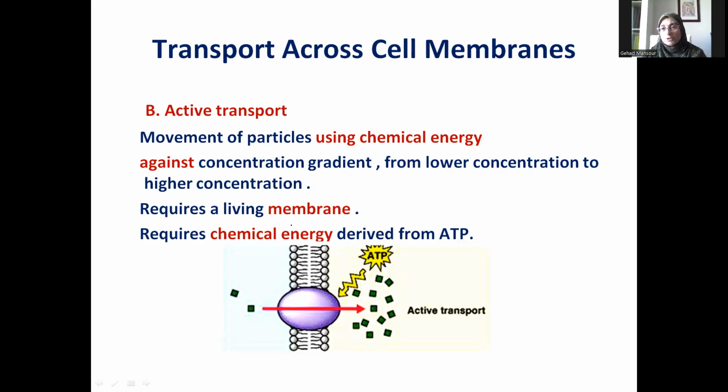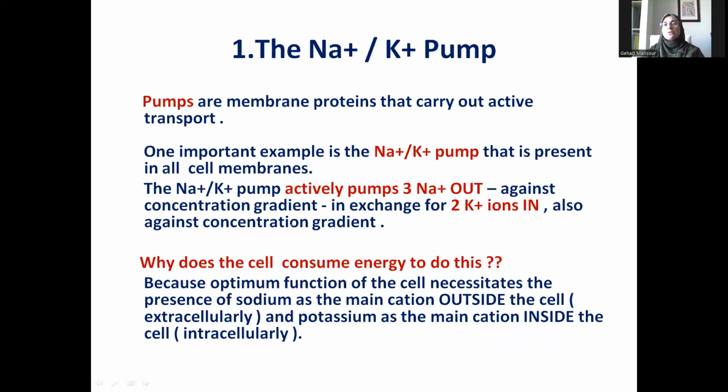What does hydrolysis of ATP result in? It results in ADP, or adenosine diphosphate, plus phosphate, plus chemical energy that will be needed to pump the particles against concentration gradient. Of course, the third characteristic of active transport is that it necessitates the presence of a membrane.